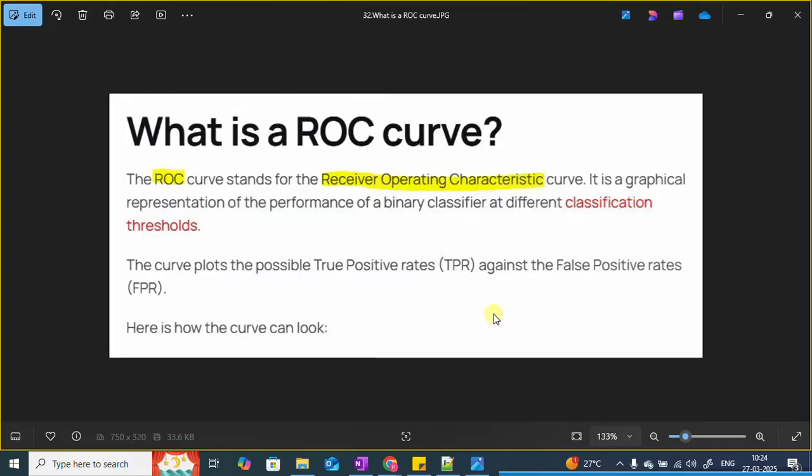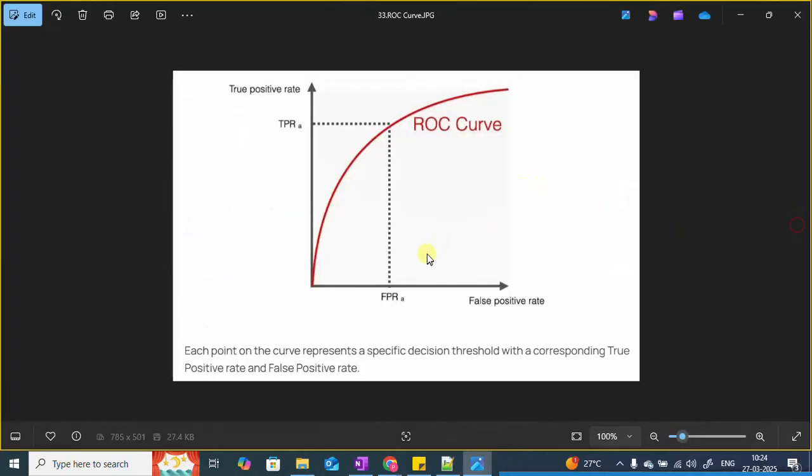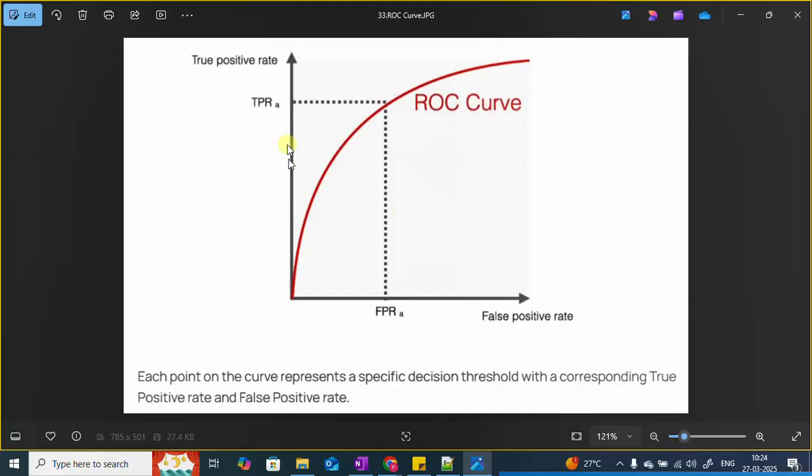See, the ROC we have started. ROC is receiver operating characteristics. We're trying to draw the diagram between false positive rate and true positive rate, FPR and TPR. Okay, so how does a curve look? A typical curve looks like this.